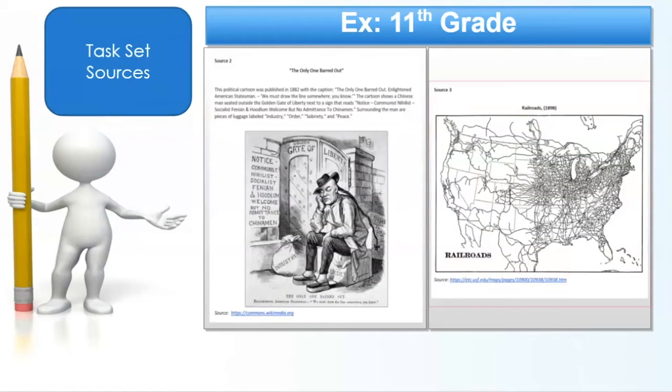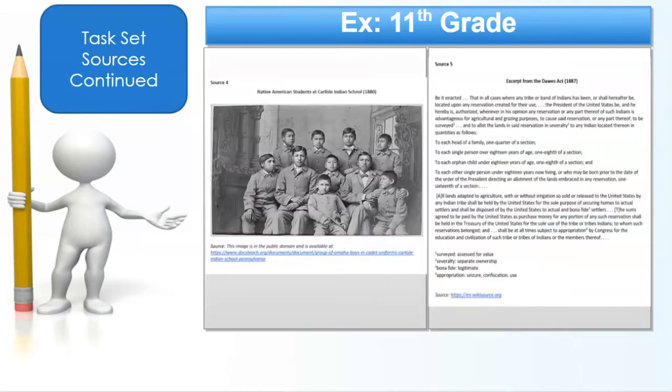The next document is the only one barred out, and this is a political cartoon. While there is context given, we want to make sure that our students have those skills on how to properly analyze a political cartoon, taking information and being able to make connections with what is depicted to what they know. Now, you additionally have in source 3 a map, and this is just simply titled Railroads. This is going to be important for students to feel comfortable analyzing. We want them to know that these maps can be used not just for geographic or directional information, but to give us historical information as well.